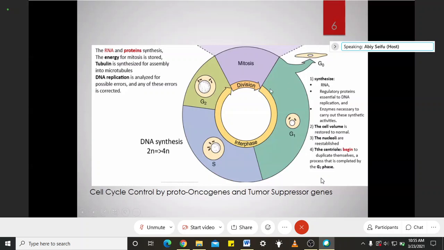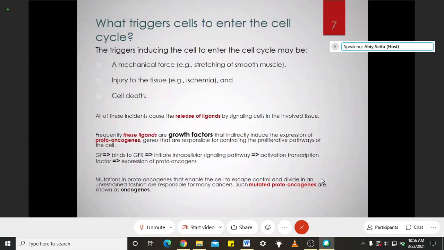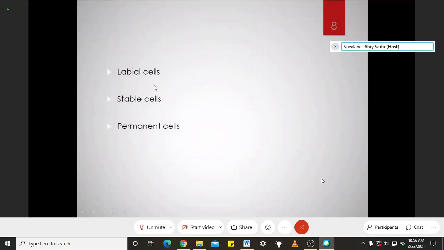Some cells are permanently arrested in the G0 phase. They will not return back into the cell cycle. These cells are incapable of undergoing mitosis, for example, the matured nerve cells and the matured muscle cells, the skeletal muscle cells and the cardiac muscle cells. Once they are matured, they do not undergo mitosis. So these cells are permanently arrested in the G0 phase. Accordingly, we classify them as labile cells, stable cells, and permanent cells, as we have described.